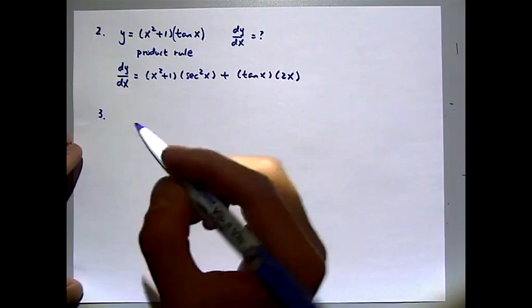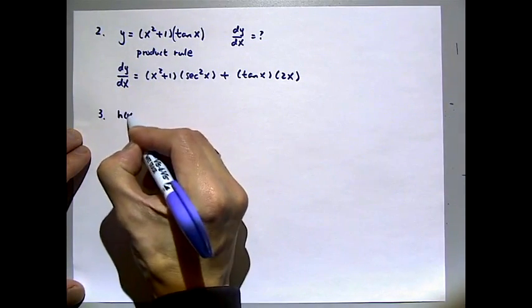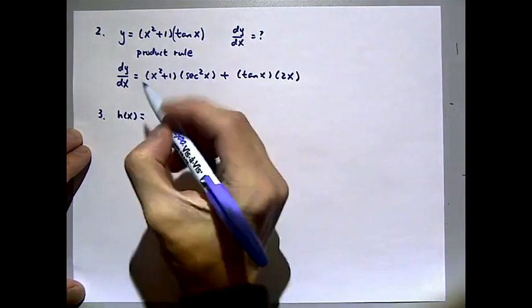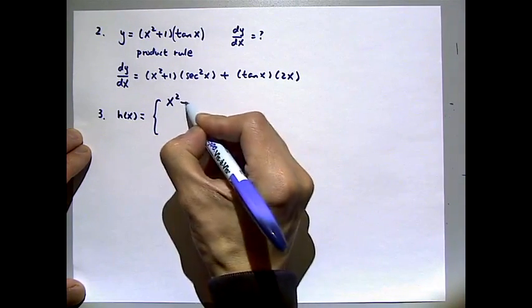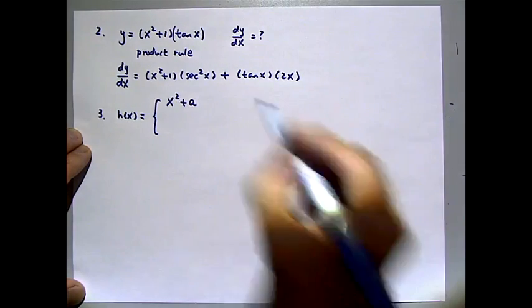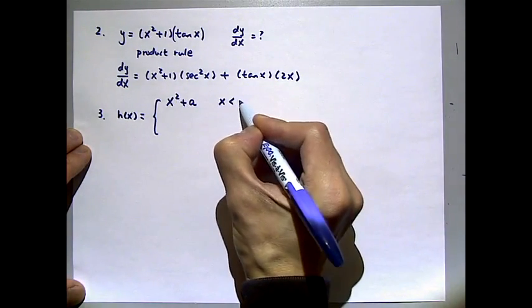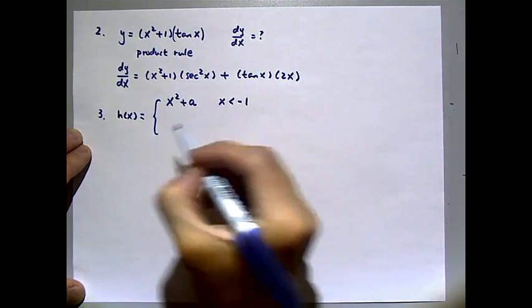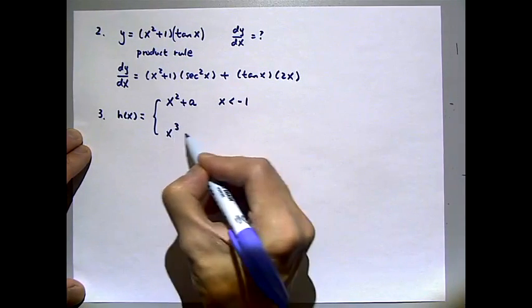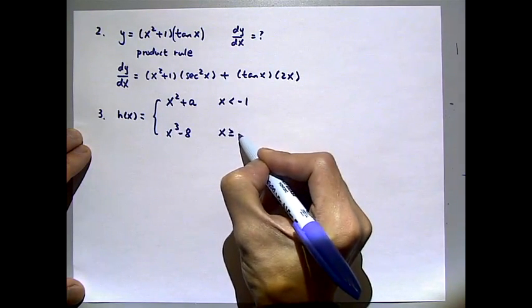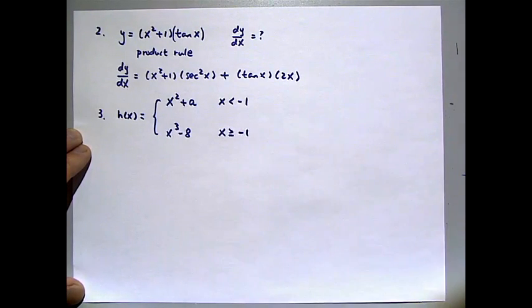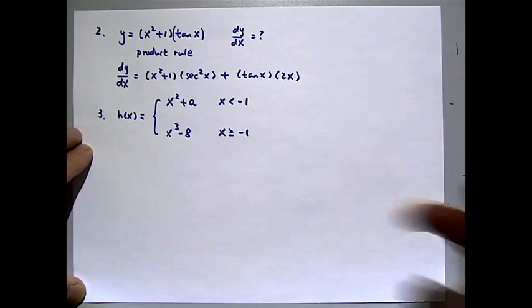Number 3 is a continuity problem. You have a function that's defined as x squared plus a for x is less than 1, minus 1, sorry, and x cubed minus 8 for x is greater than or equal to minus 1. We're looking for all values of a so that h is continuous for all values of x.